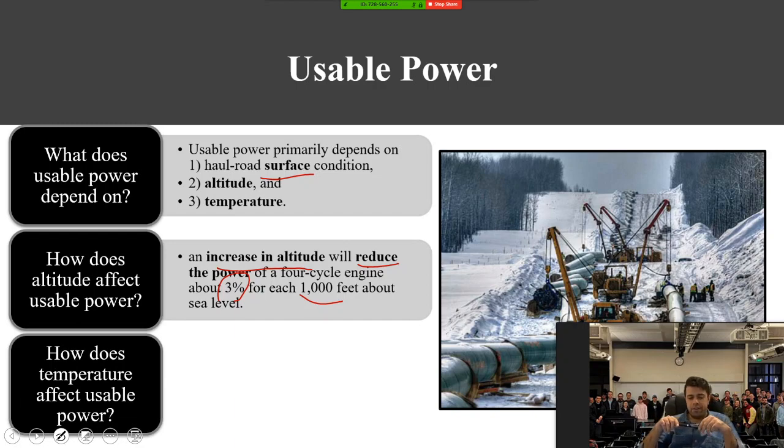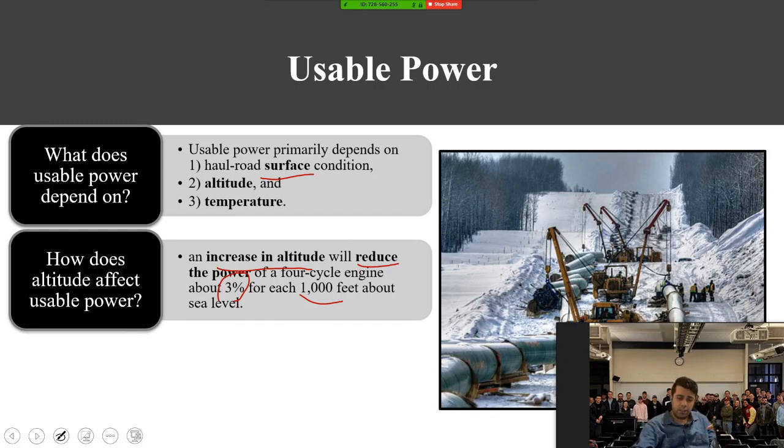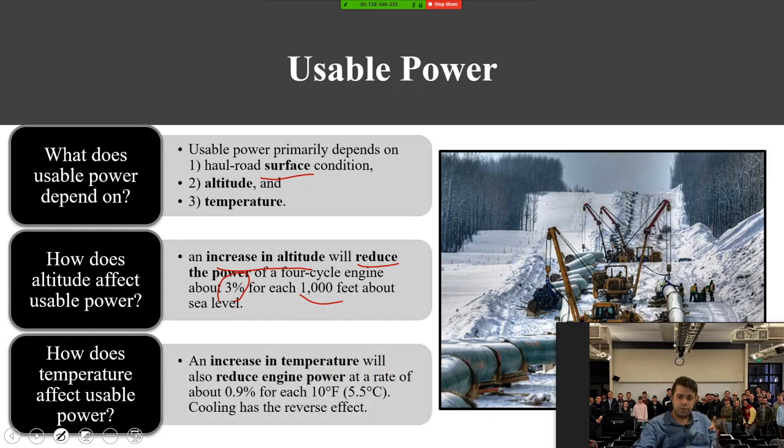How does temperature affect usable power? Like I said, in high temperature, the engine power will be reduced at a rate of 0.9%, so that's a very marginal impact, a lot less effective than the altitude's impact. That was 3%; here it is less than 1%. It is 0.9% for each 10 degrees Fahrenheit. Cooling has a reverse effect.